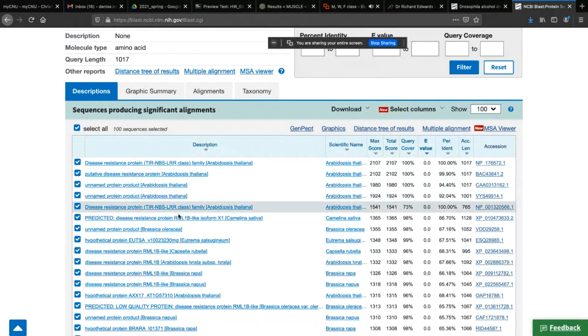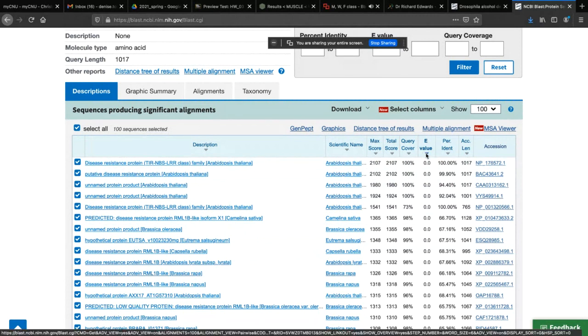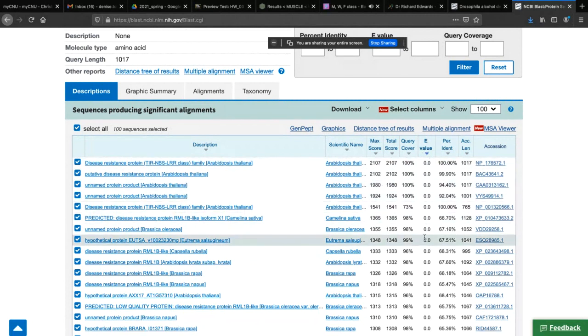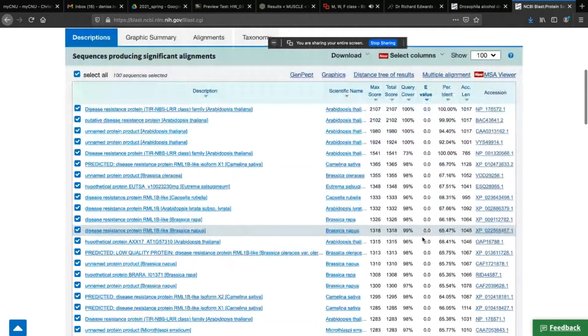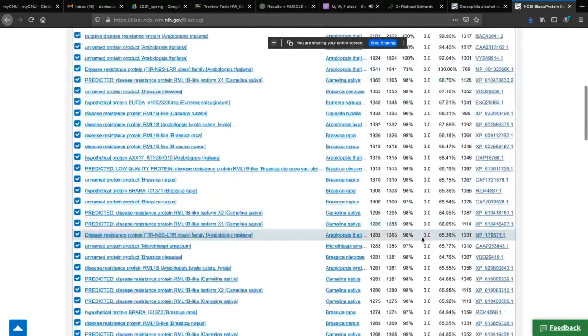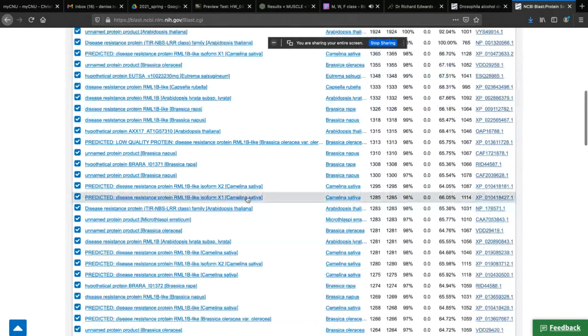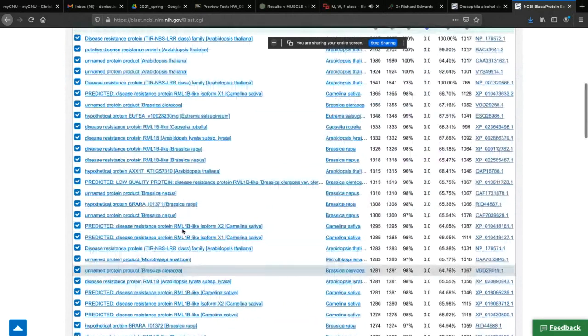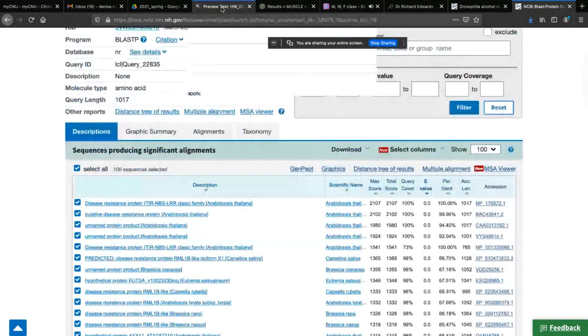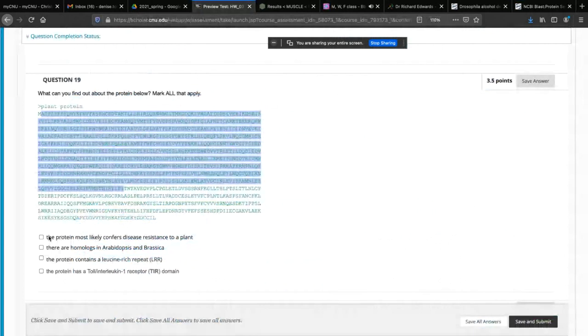And how do I know that these are all valid hits? I look at the e-value, and I'm like, ooh, 0. I like that. I like really small numbers. So it looks like there are many plants that have that. But let's see what the question is asking. Okay, so most likely confers, wait, am I sharing my screen? Yes. So most likely confers disease resistance to a plant, hooray.